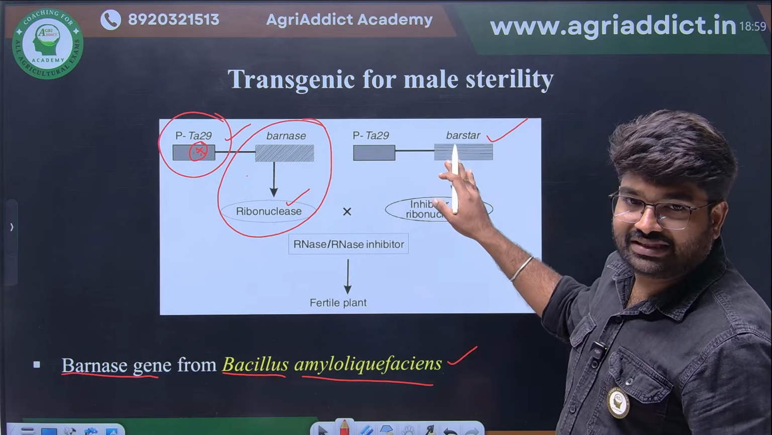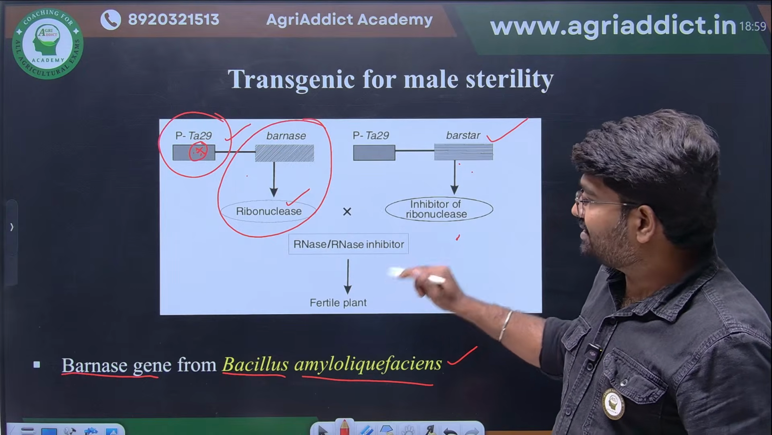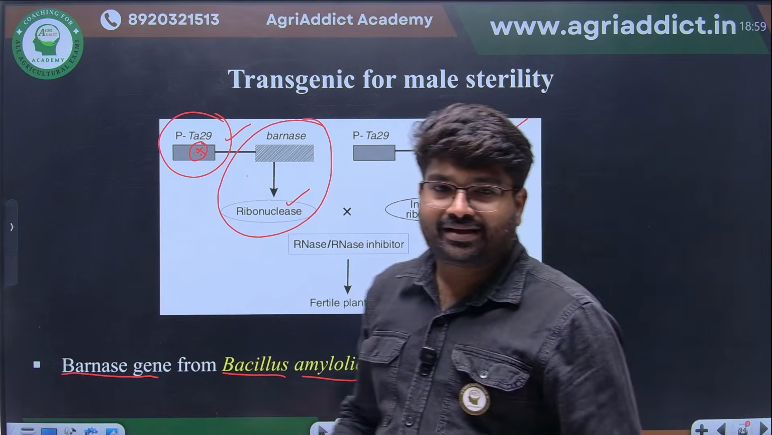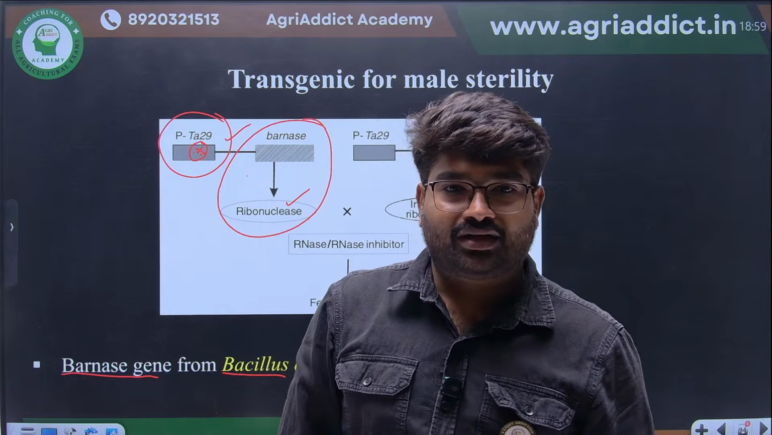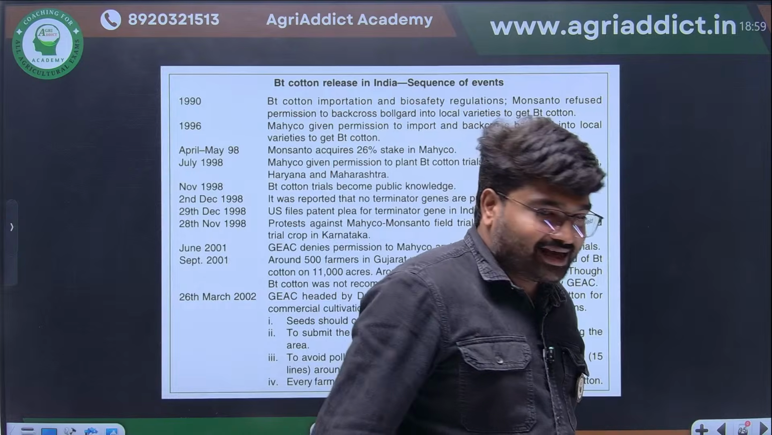This will encode an inhibitor of ribonuclease. Because of this, fertility will be restored. I hope this is clear for everyone.